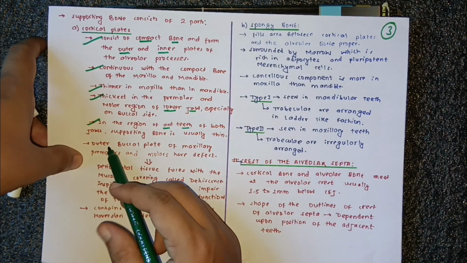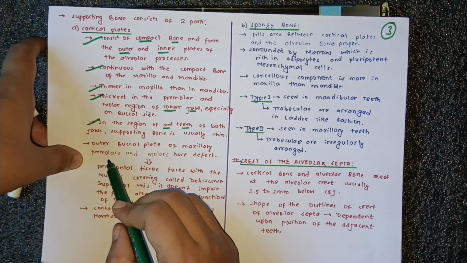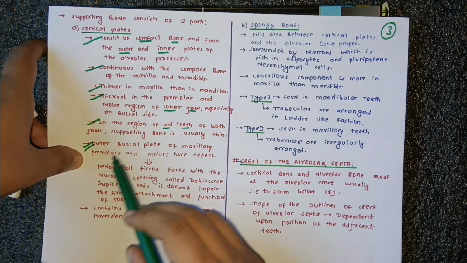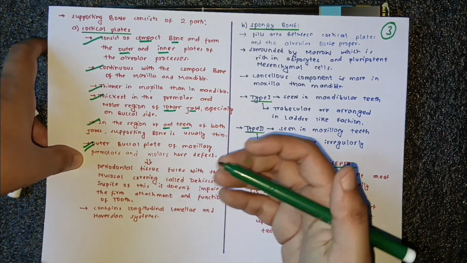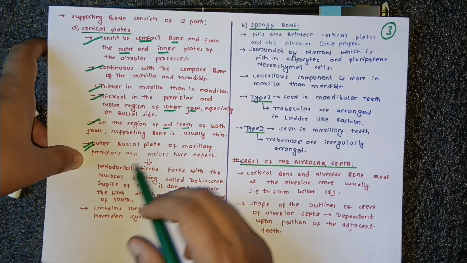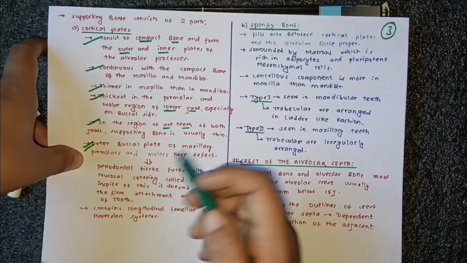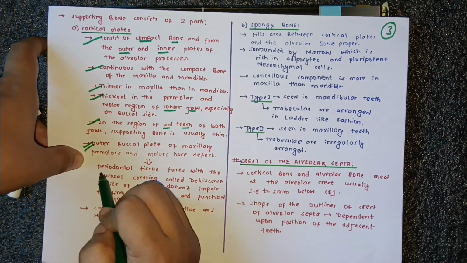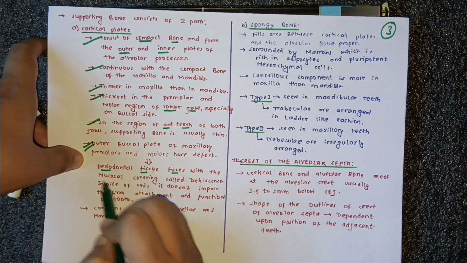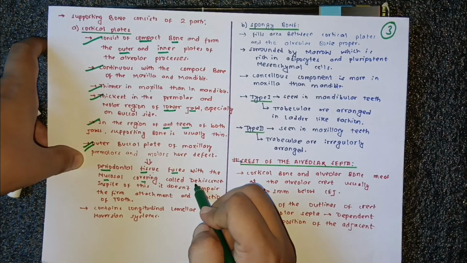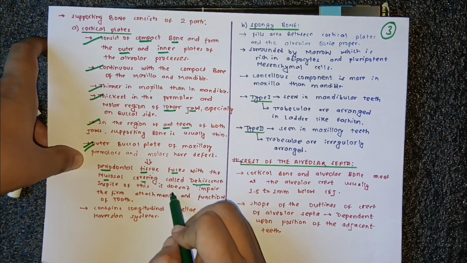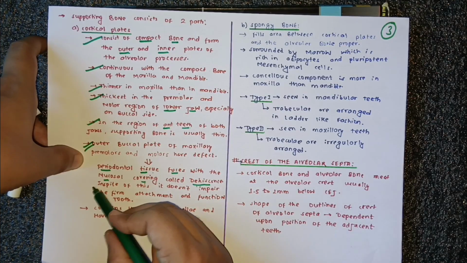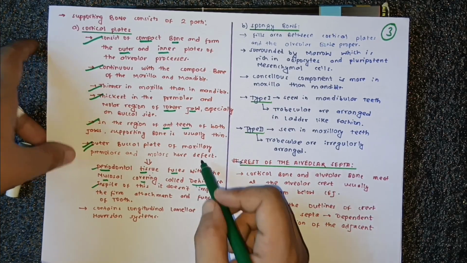After that, the outer buccal plate of the maxillary premolars and molars has a defect. This is also very important, you should learn it. The outer buccal plate of the maxillary premolars and molars has the defect, where periodontal tissue fuses with the mucosal covering. This is called dehiscence. In spite of this, it doesn't impair the form, attachment and function of the tooth.